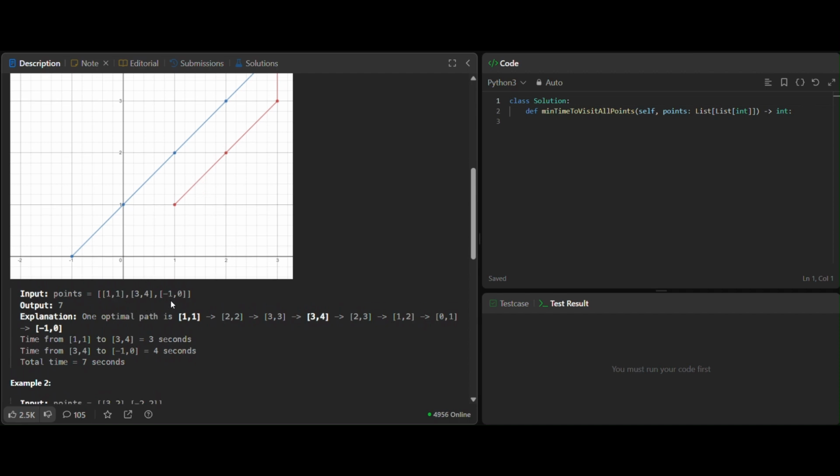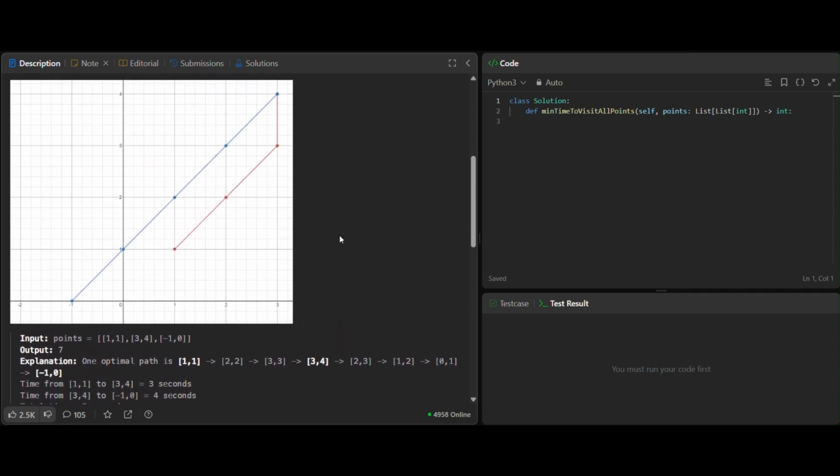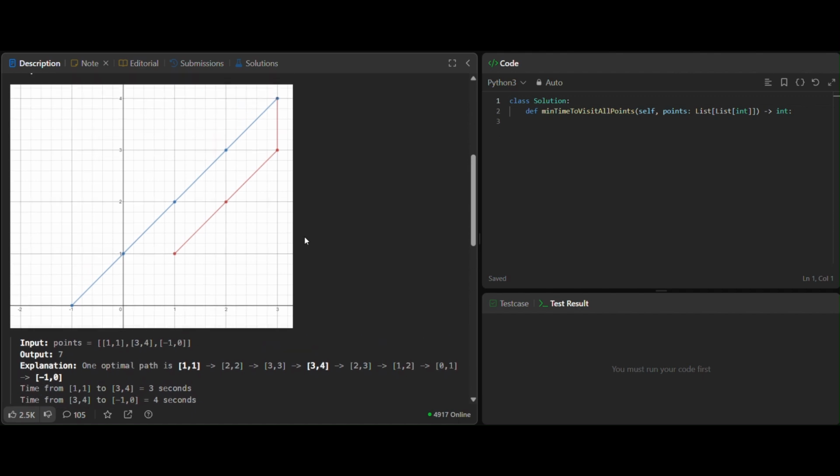Example 1. Input: an array containing 3 coordinate pairs. The first is 1, 1, the second is 3, 4, and the third is -1, 0. Step 1. From 1, 1 to 3, 4, the x distance is the absolute value of 3 minus 1, equal to 2, and the y distance is the absolute value of 4 minus 1, equal to 3. You can move diagonally twice. We move from the point 1, 1 to 2, 2, and then to 3, 3. Then move up once. We move from the point 3, 3 to the point 3, 4. Total time equals 3 seconds.